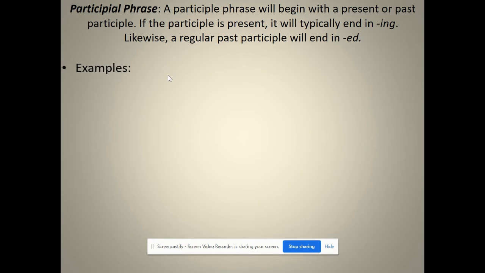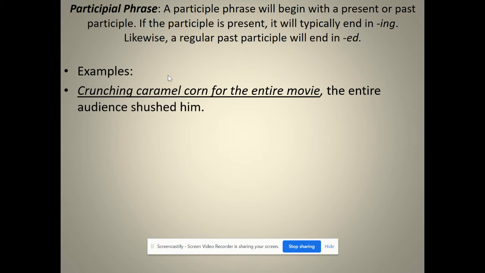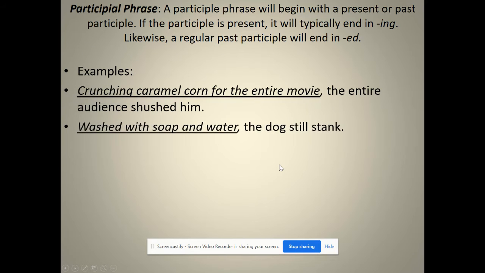Let's take a look here at some examples. So here is a present tense participial phrase. Crunching caramel corn for the entire movie, the entire audience shushed him. So there we go, our participial phrase. It is present tense. It's got the ing verb. And here is a past tense one. Washed with soap and water, the dog still stank. So this one is past and has an ed.